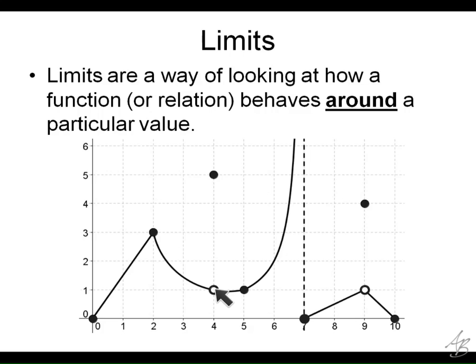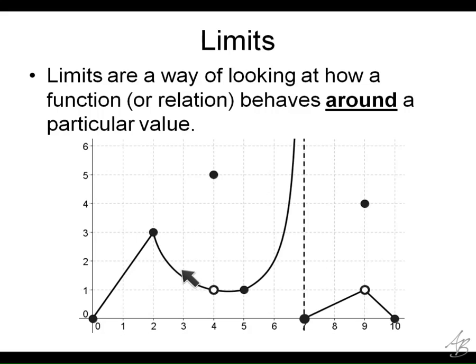Like here we have a removable discontinuity. So when we're dealing with a limit, we're looking at what this function is doing around 4, but not at 4. So what is the value of this function around 4? 1. Okay, now, is the value of the function actually ever equal to 1? It's kind of hard to tell to the right here, but it's actually a little bit below 1 here and a little bit above 1 here. So it's never actually equal to 1.